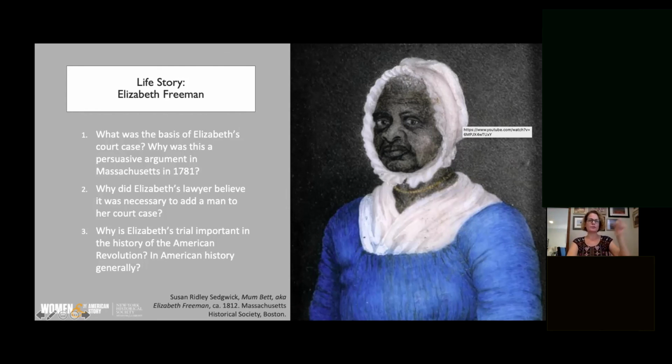So let's return to these questions, and we'll do it pretty quickly, and then you can talk more about them in your breakout rooms. But to start with, let's go back to question 1. What was the basis of Elizabeth's court case? So basically, what's the argument, and why was it persuasive in Massachusetts in 1781? What do we think? What was the basis of her case?